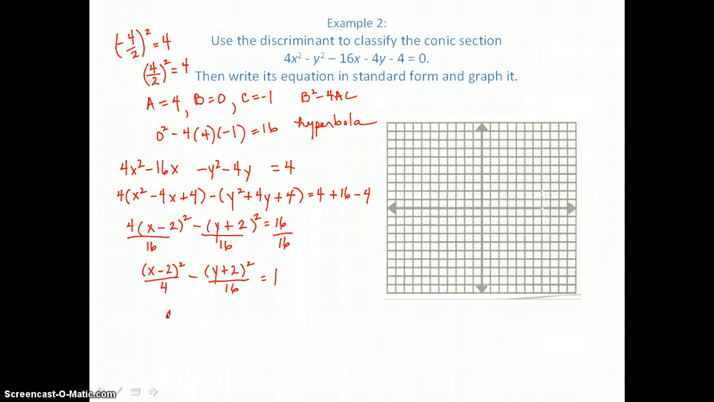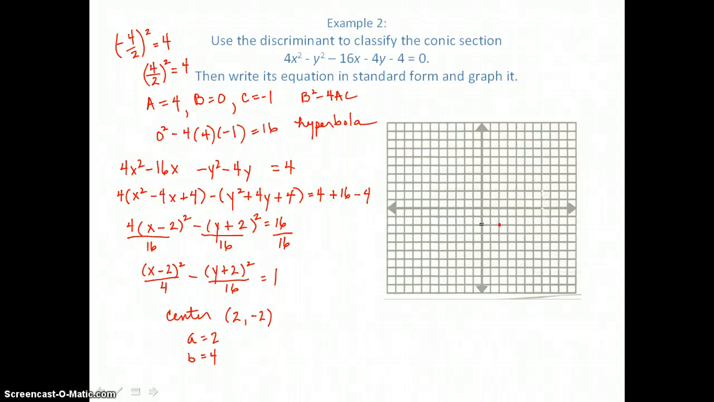Okay, now the center of this hyperbola is equal to 2, that's what's subtracted from x, and negative 2, that's what's subtracted from y. Okay, our a value is 2, and our b value is 4. Now because my x term is positive, I know that this hyperbola has a horizontal transverse axis. So on that horizontal transverse axis, I'm going to graph that center of 2, negative 2.